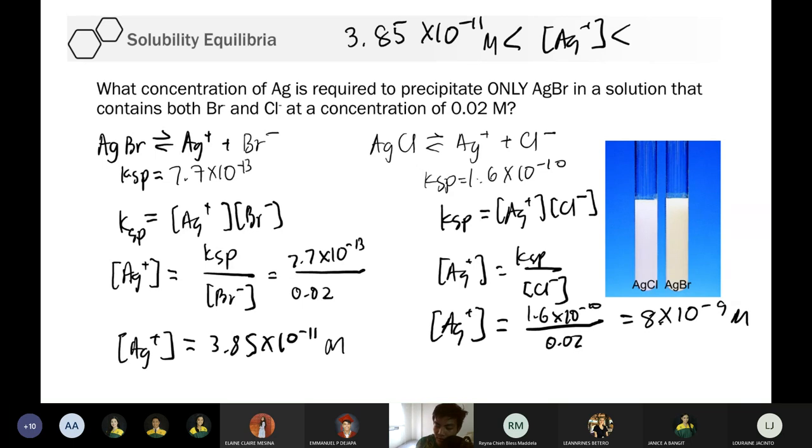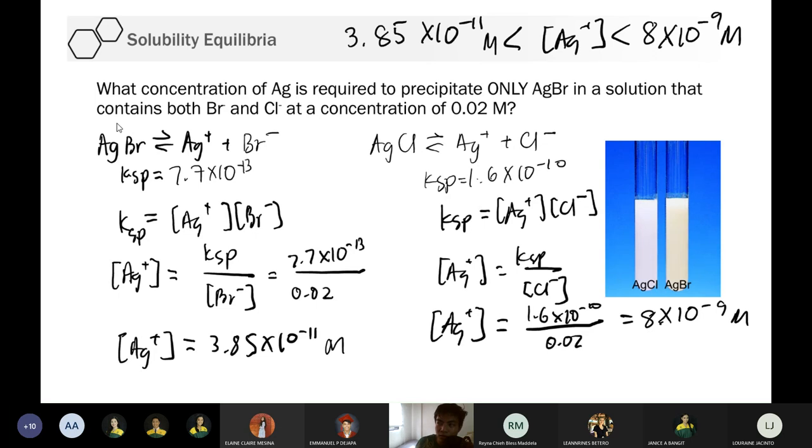So, ito lang dapat yung range ng silver ions needed to precipitate only the Br. So, it should be greater than 3.85 times 10 raised to negative 11 para mabuo na tong AgBr. But it must be less than this, no? 8 times 10 raised to negative 9 molar. Bakit? If we reach this 8 times 10 raised to negative 9 molar, AgCl will start forming.